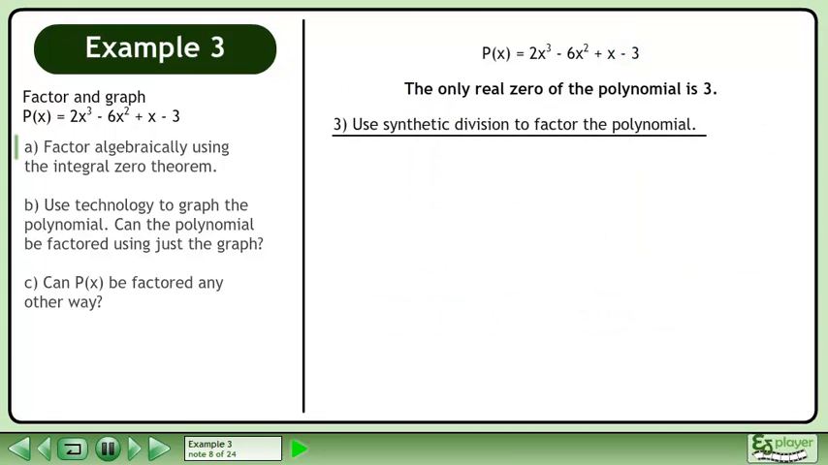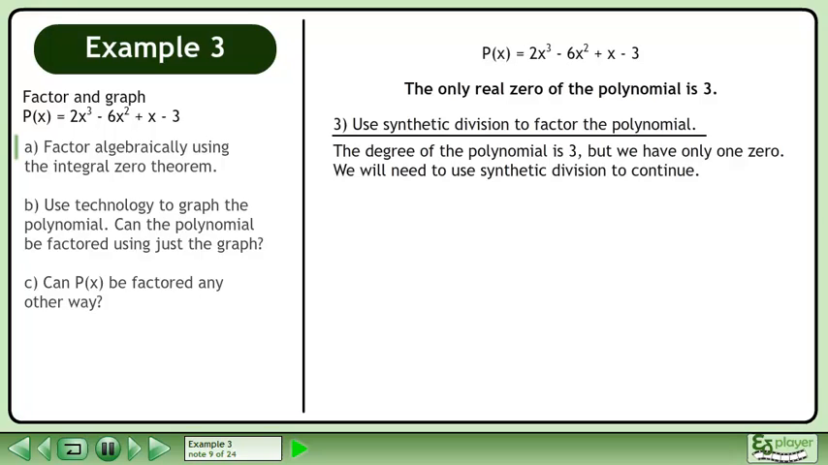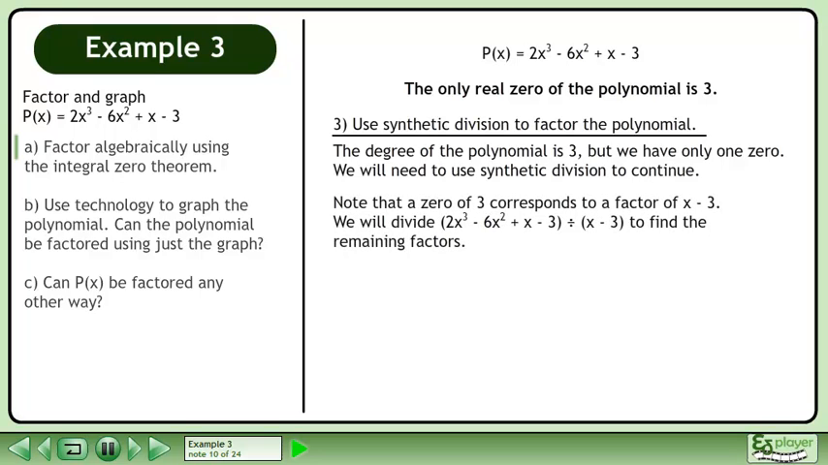Now use synthetic division to factor the polynomial. The degree of the polynomial is 3, but we have only one zero. We will need to use synthetic division to continue. Note that a zero of 3 corresponds to a factor of x minus 3. We will divide 2x cubed minus 6x squared plus x minus 3 by x minus 3 to find the remaining factors.